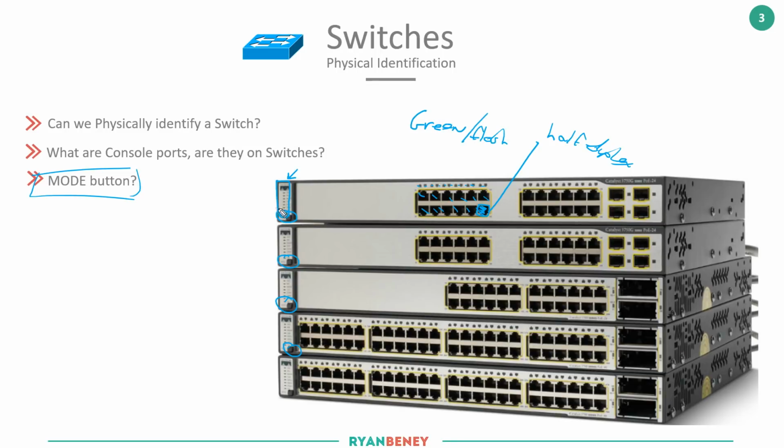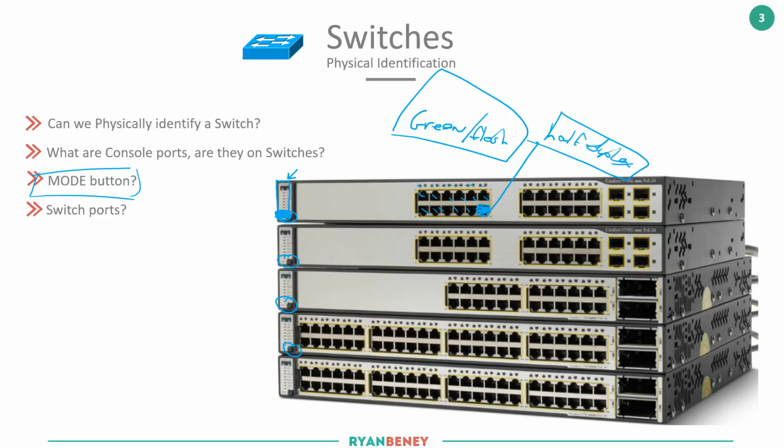But when we press this mode button, that light will represent something different. So we press it a few times, it might then show us green for all of the ports running in full duplex and red for this port running in half duplex. So we know what the mode button does.